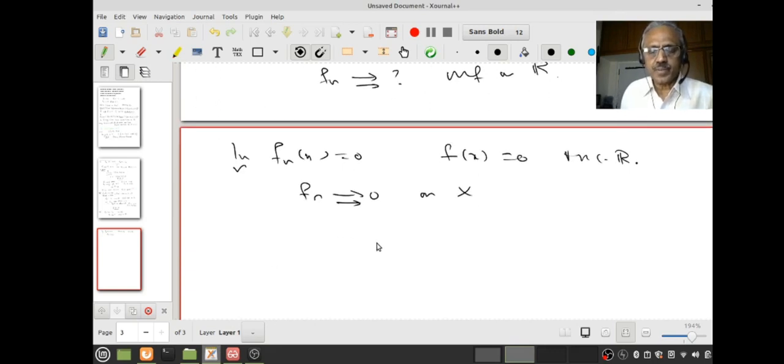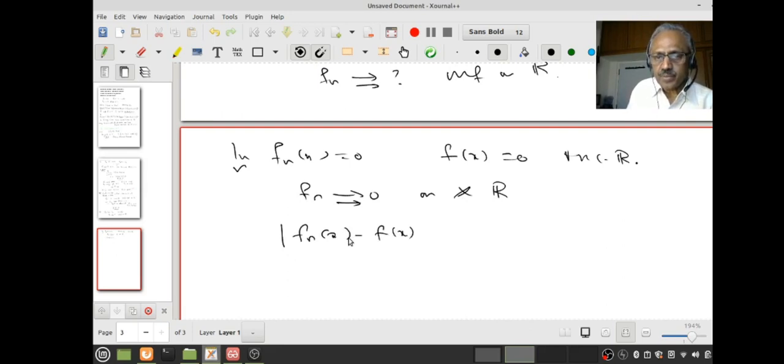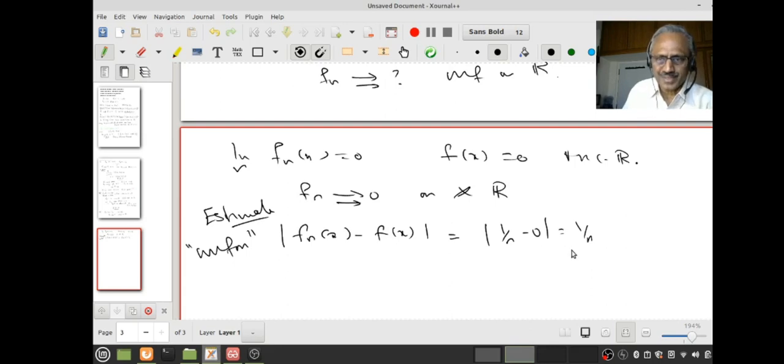To show this converges uniformly to 0 on X, this X is R. What should I do? I already told you, I have to estimate fn of x minus f of x uniformly. Find a uniform estimate, whatever it may mean. That is, the estimate should not depend upon x. But what is fn of x? That is 1 by n. What is f of x? It is 0. Therefore what is the answer? 1 by n. You understand? Now this is an estimate. It's actually equal to, therefore it's less than or equal to. Okay, this estimate is independent of x.